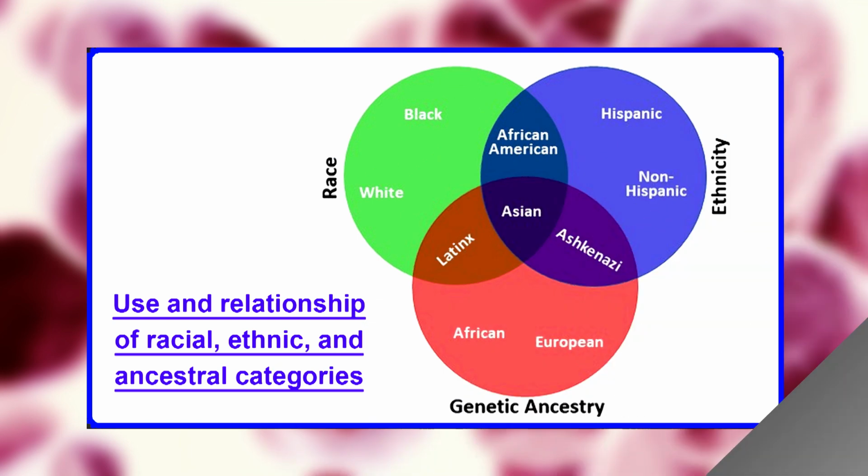In discussions of human genetic admixture, it becomes especially important to emphasize that these categories do not map onto each other one-to-one, and that race and ethnicity in particular describe classifications based on social phenomena.